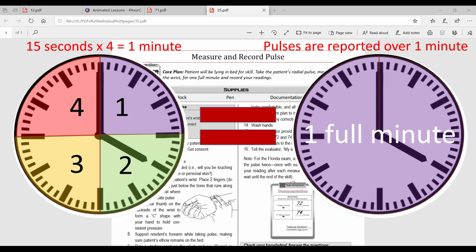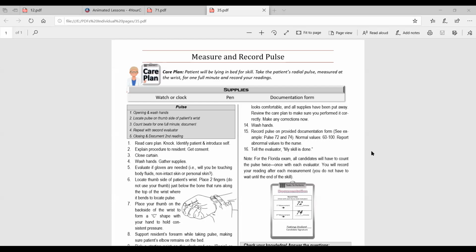And pulses are always measured over a minute. So if you count for 15 seconds and multiply that by 4, that gives you your pulse rate over a minute. But this patient, the one we're doing the test on, is not normal. This patient needs us to count the pulse for 1 full minute.